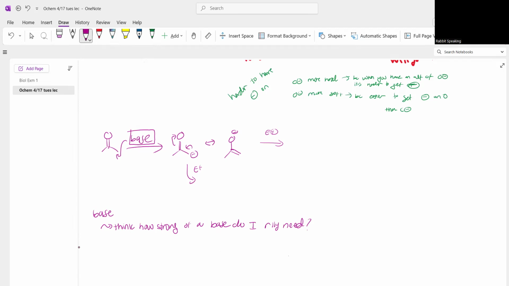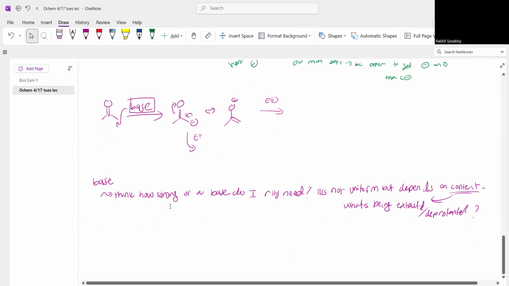And the reason we even mention this, instead of just saying we need a strong base or a weak base, is because it's not a uniform answer. It depends on context. And I didn't catch this right, but I think the context is what's being extracted, or deprotonated, because that's like the base you're kind of competing with.